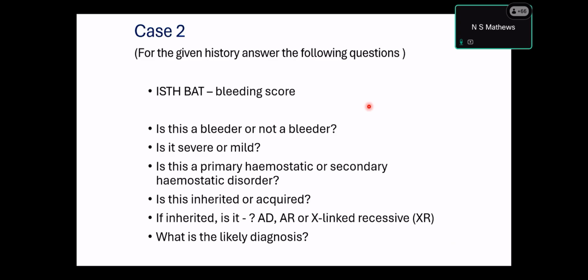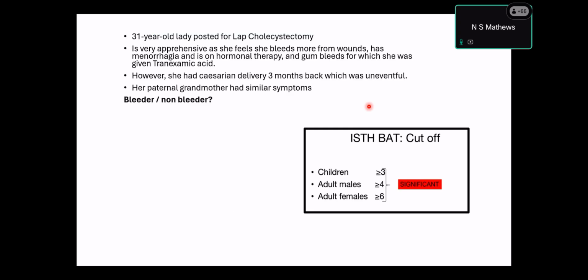And this is where I will probably need your help. This is where I hope to hear some answers from your end. I've just put up the summary for our particular lady. She had a laparoscopic cholecystectomy. She feels she bleeds more, and she is very apprehensive about surgery. She had a cesarean delivery, which was uneventful, but she has a paternal grandmother with similar symptoms.